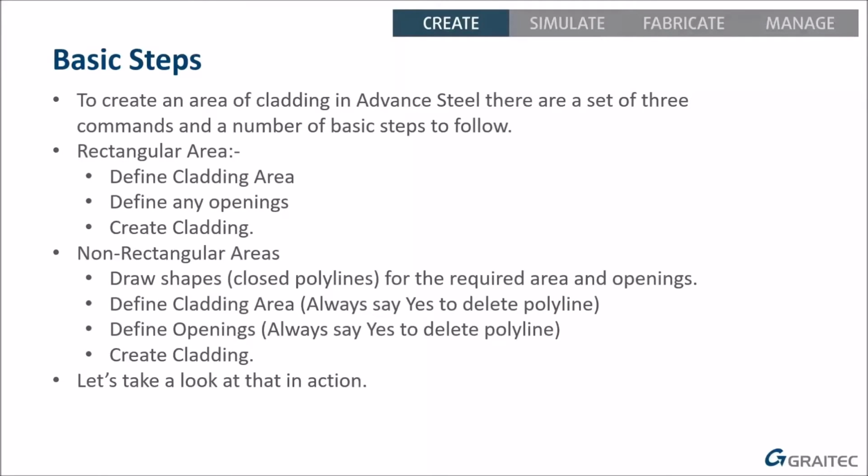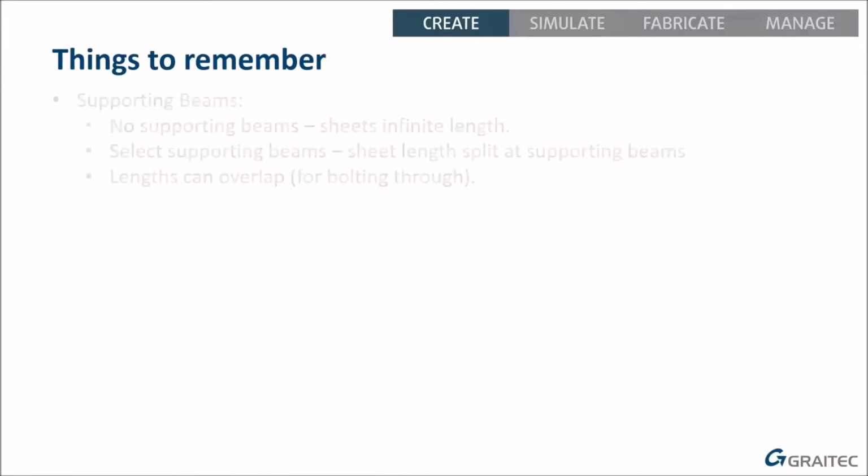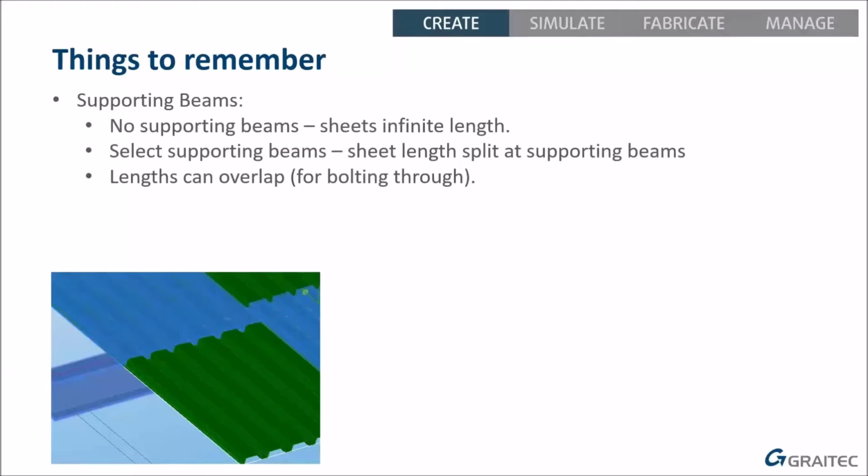So there are a couple of things to remember when you're looking at this. So let's check those out. Supporting beam. Once again, if you say no to supporting beams, then your sheets will be an infinite length. So you could have 6, 7, 8, 10 meter sheets. If you prefer to keep them manageable, you can say yes to supporting beams. You select your supporting beam, such as a side rail or a cold roll purlin, and the length of the sheet is split and overlaps on that supporting beam.